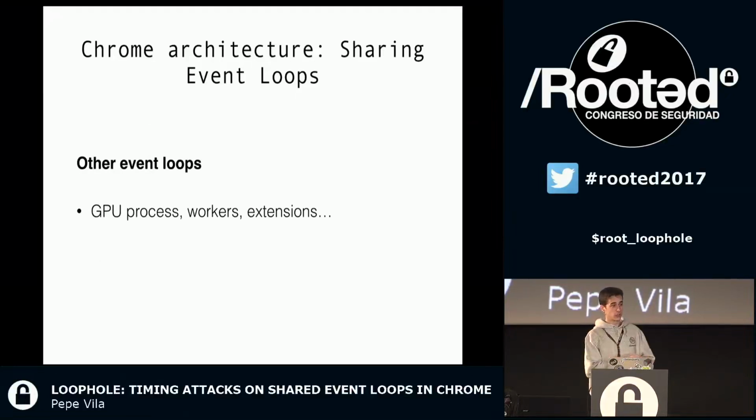I'll focus on those ones, but the idea is that these event loops are widely used. The GUI for the GPU process is another event loop. Workers, shared and service workers, work through an event loop. APIs and extensions, well, it's the same thing.